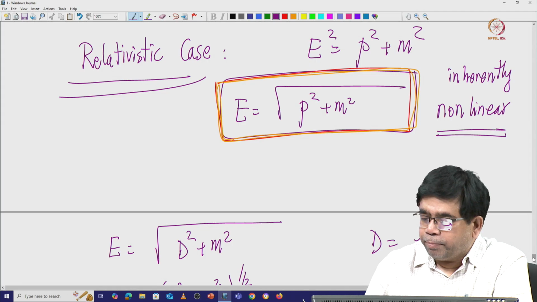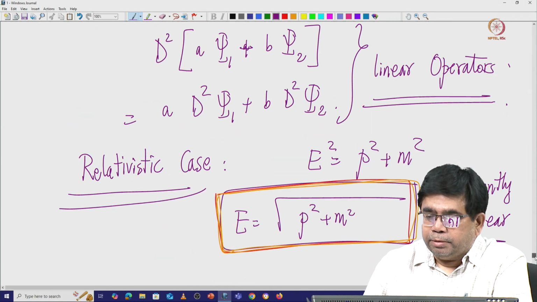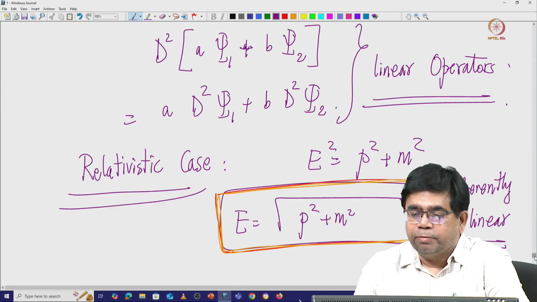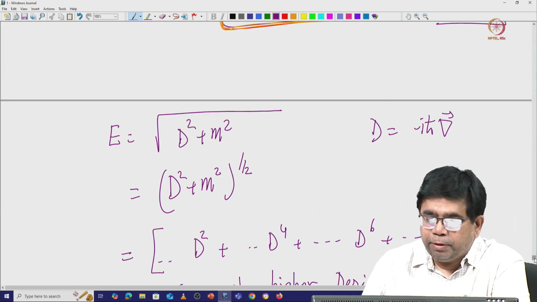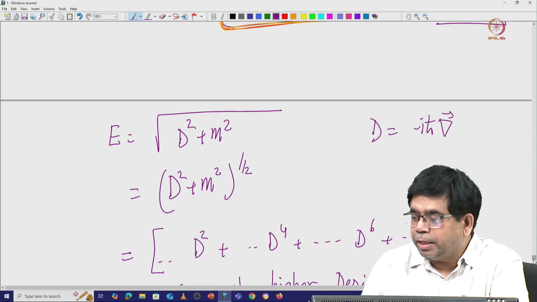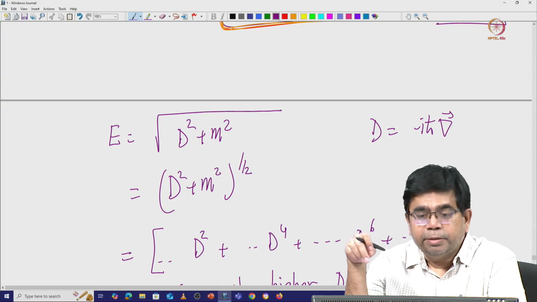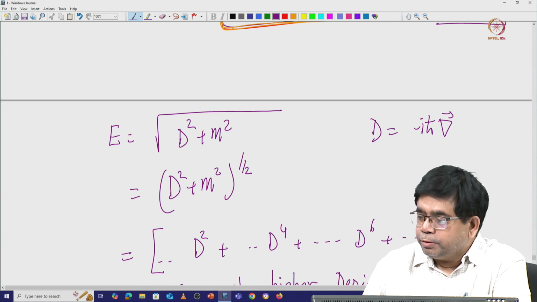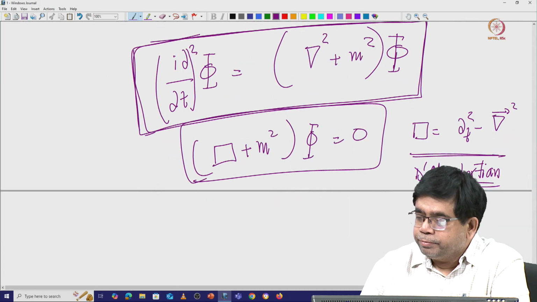Now if you want to proceed in the same way as we have proceeded for the Schrodinger equation, we have to take the square root of E square is equal to P square plus M square, and that leads to an inherently nonlinear relation, because there is a square root. If you expand the square root, you will end up having much higher-order operators, and if you identify momentum with a derivative operator, this would mean that you will have a series of higher and higher derivative operators.